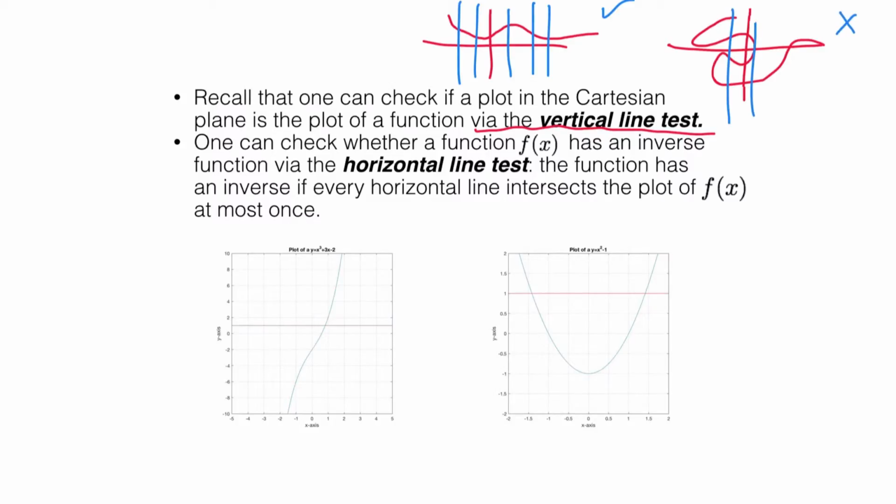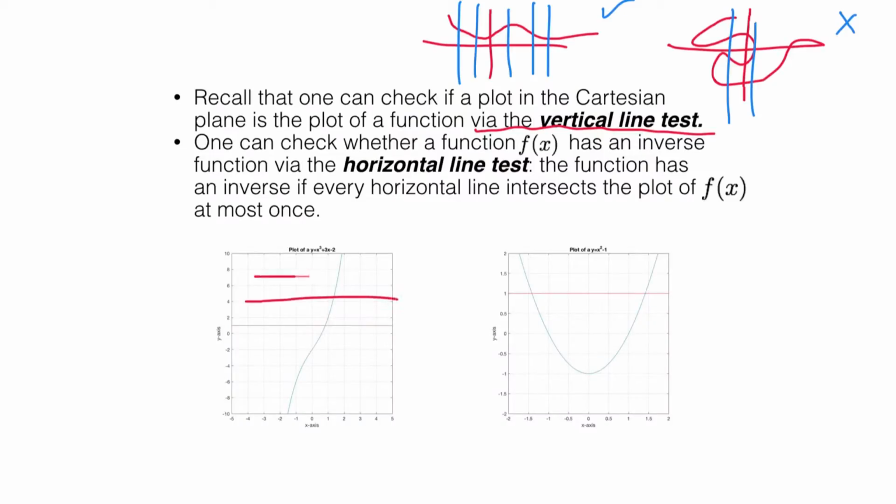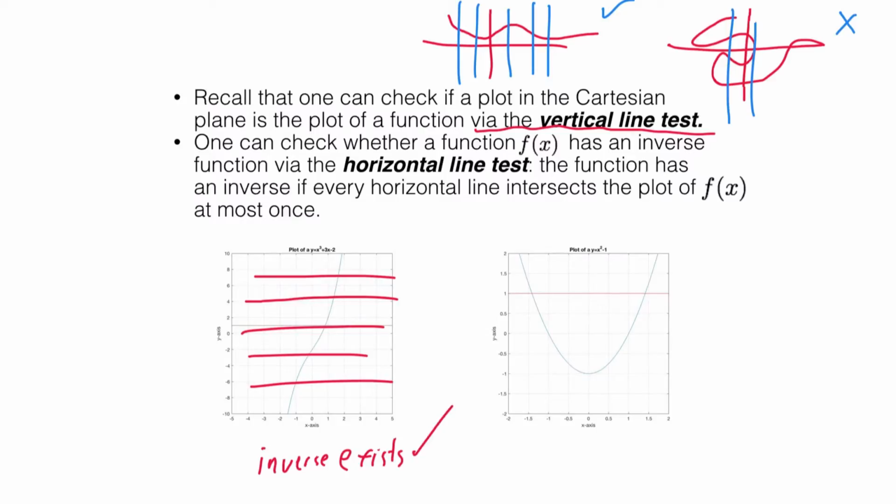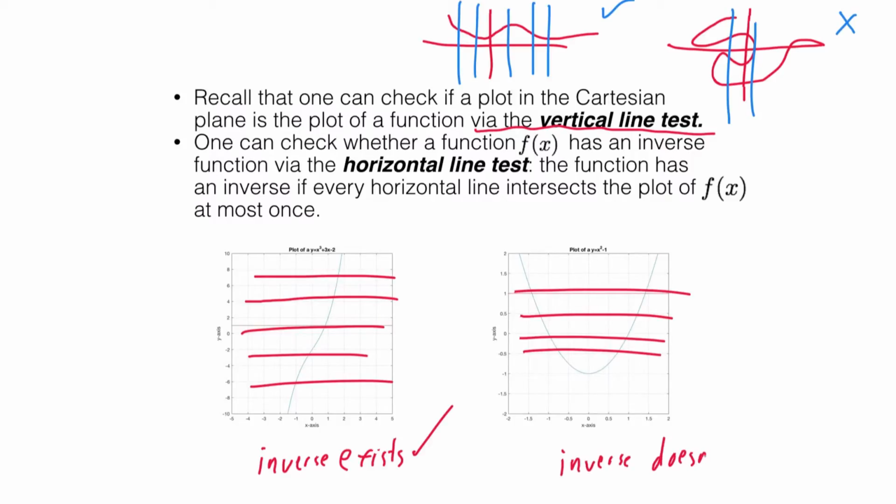The horizontal line test is exactly the same, except it checks for the existence of an inverse function. So here, every horizontal line intersects the function only once, so an inverse exists here. Here, for example, there are horizontal lines that intersect in multiple places. So an inverse doesn't exist without restricting the domain.